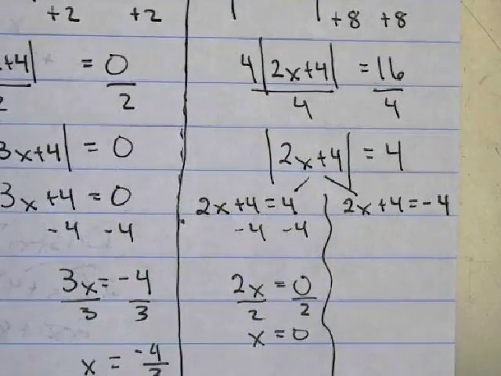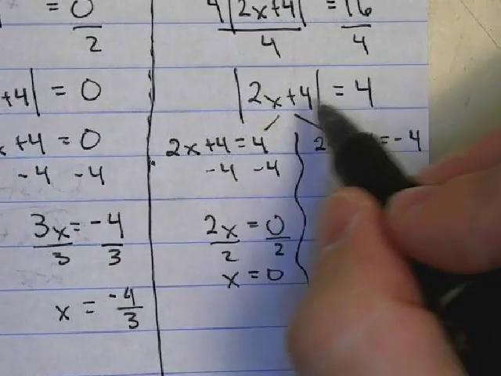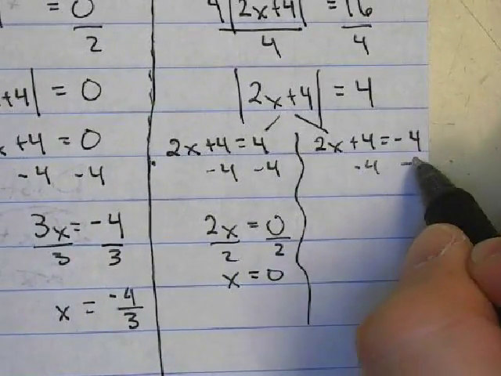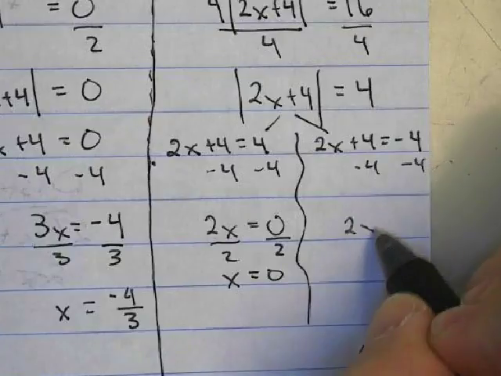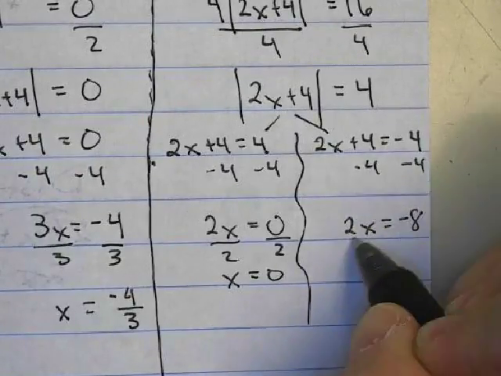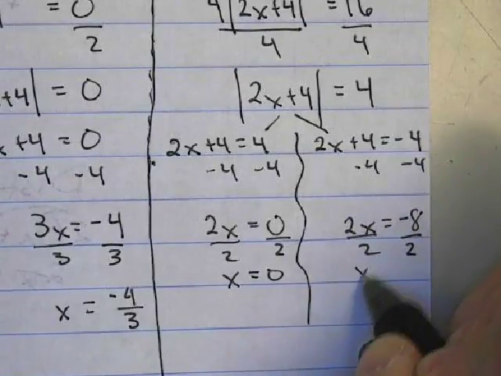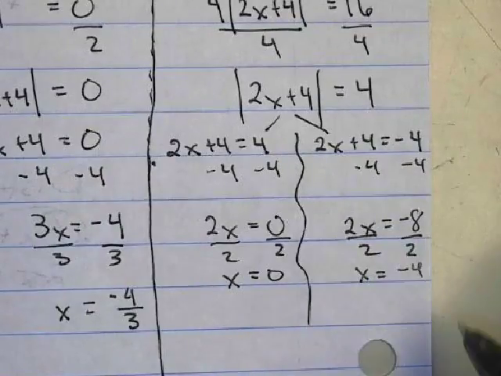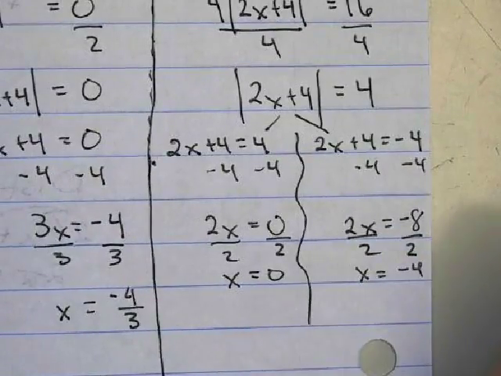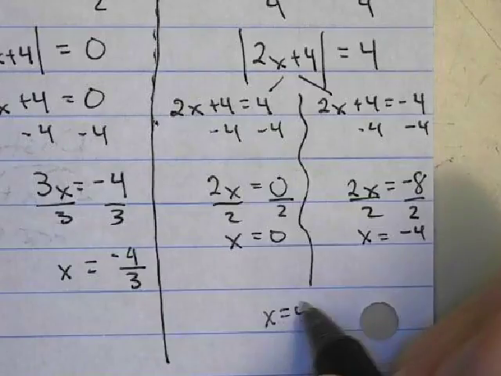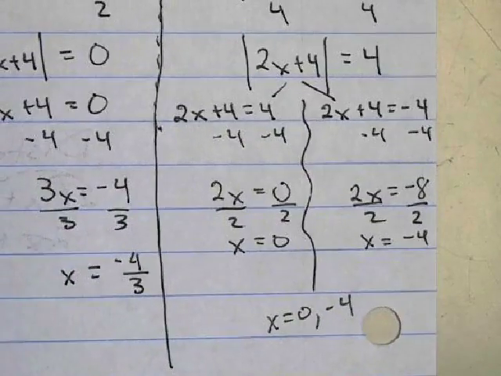So there's one solution. And then if I solve this one, we'll subtract 4 from both sides. So now I have 2x is equal to negative 8. Divide by 2, and we get x equals negative 4. So on this particular problem, we found that x is equal to 0 or negative 4.